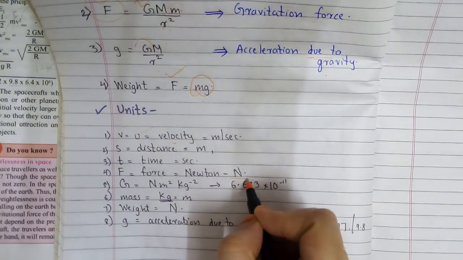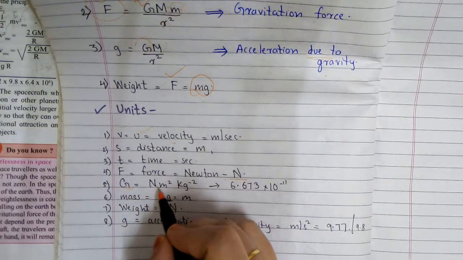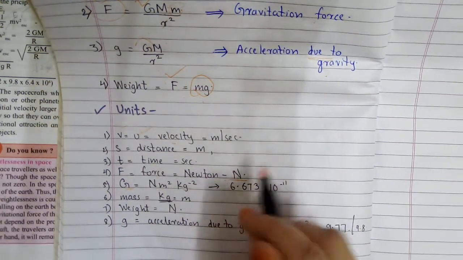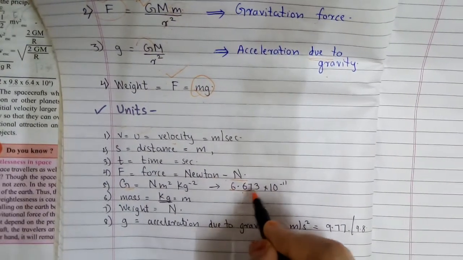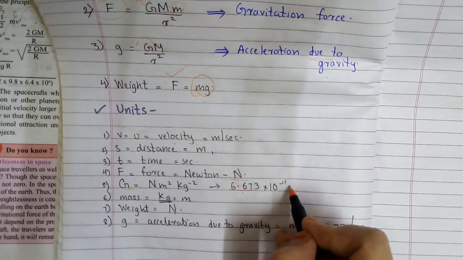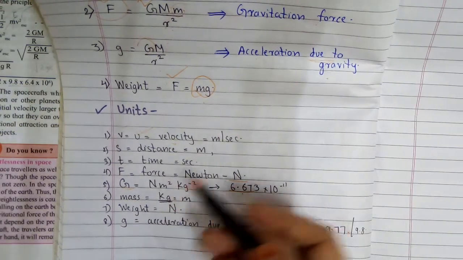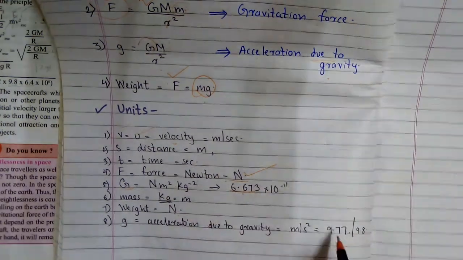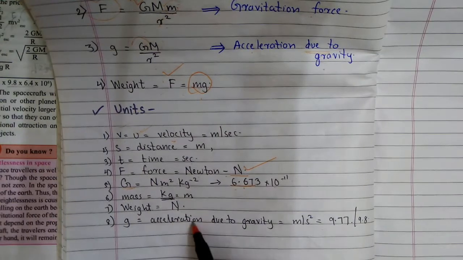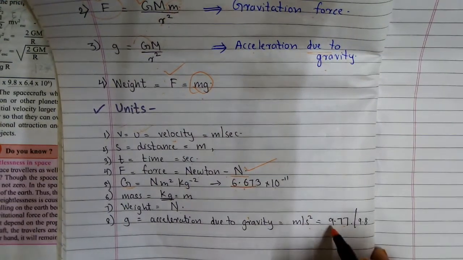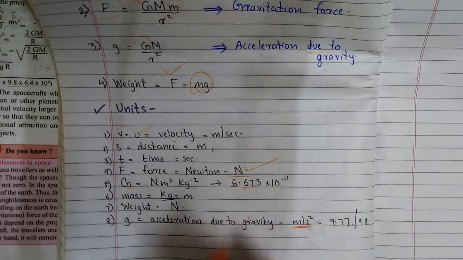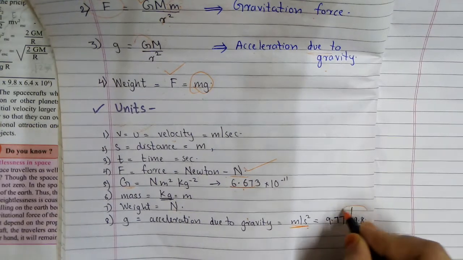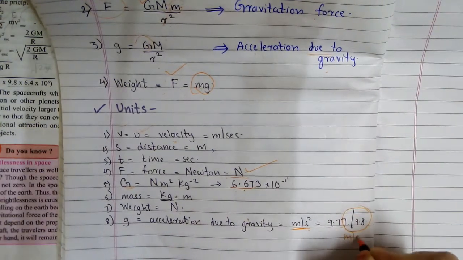The unit of force is Newton. The unit of the gravitational constant is Newton meter squared per kilogram squared, and its value is a fixed value, 6.673 into 10 raised to minus 11. The unit for mass is kilogram. The unit for weight is the same as that of force, that is Newton. The unit for small g, the acceleration due to gravity, is meter per second squared, and its value on the surface of the earth is fixed, 9.8 meter per second squared.